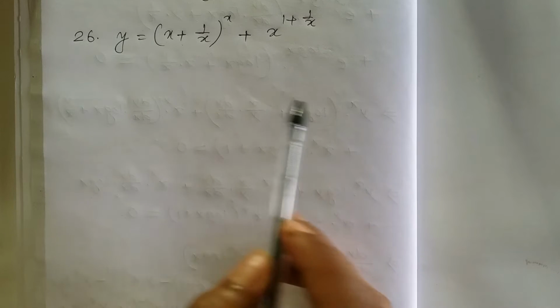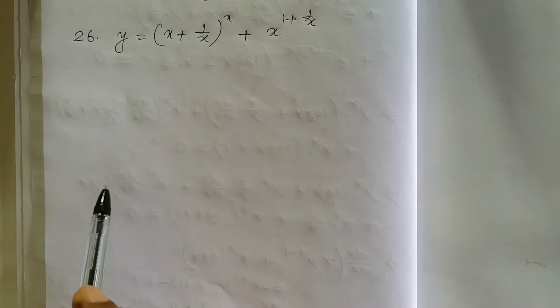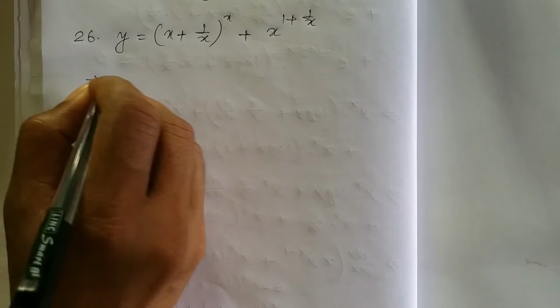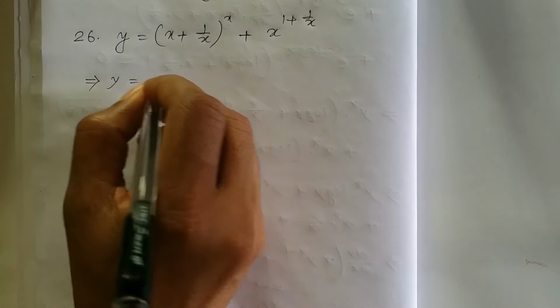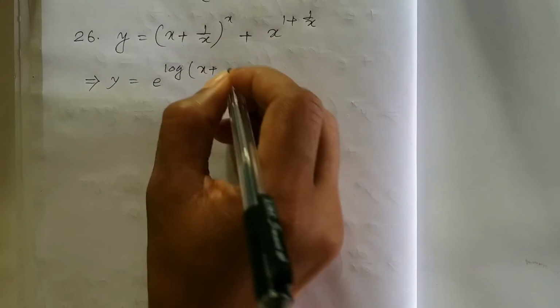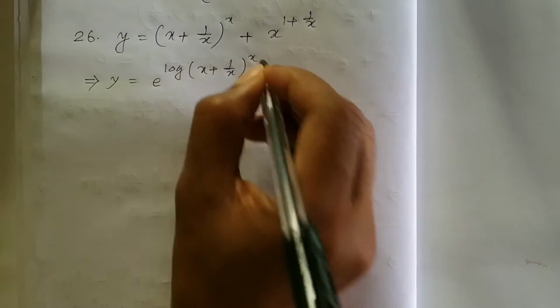Separately you can apply differentiation and put it in, but I will apply the direct method. So that implies y is equal to, here what can I write, I write e to the power log of x plus 1 by x whole to the power x.